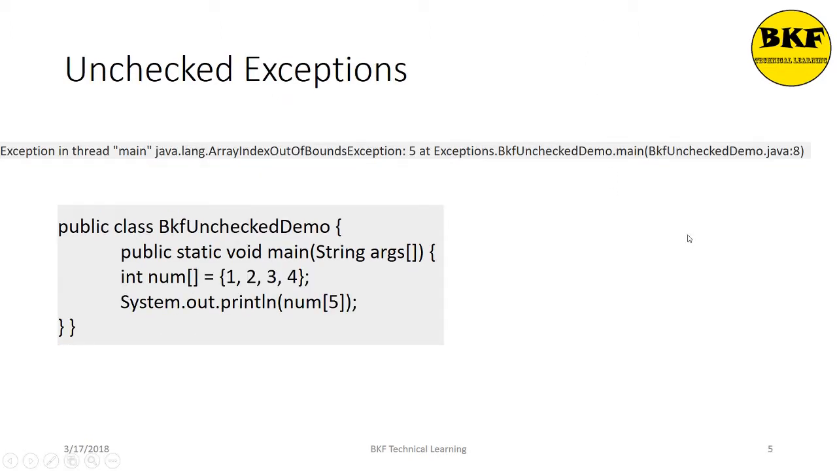Then there are unchecked exceptions, in which the compiler allows you to compile your code, but at runtime you may or may not get the exception. So for example, there's an array of integers. We have 4 elements in it and we are trying to access the 5th position, which is an invalid position. So this will compile fine, but at runtime we are going to get an exception like this: Exception in thread main java.lang.ArrayIndexOutOfBoundsException, at Exceptions so and so class, main method, line number so and so.